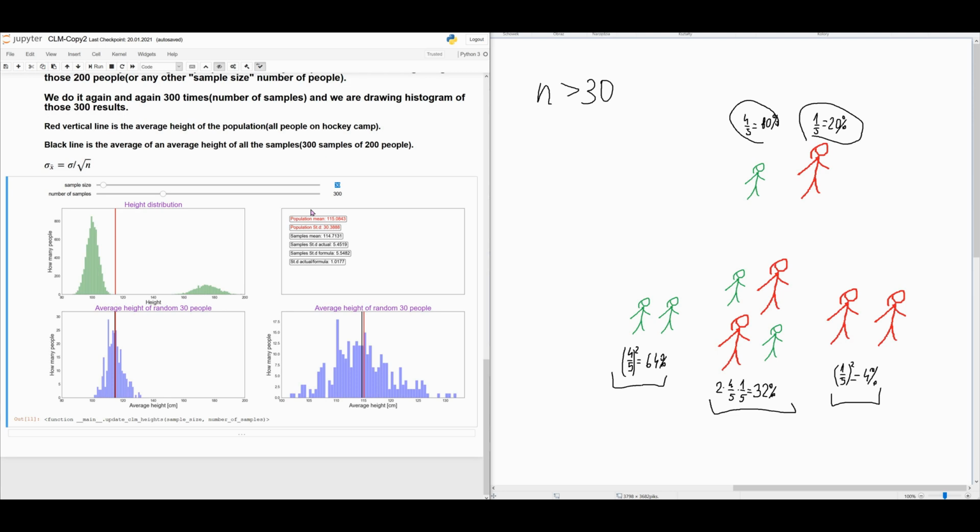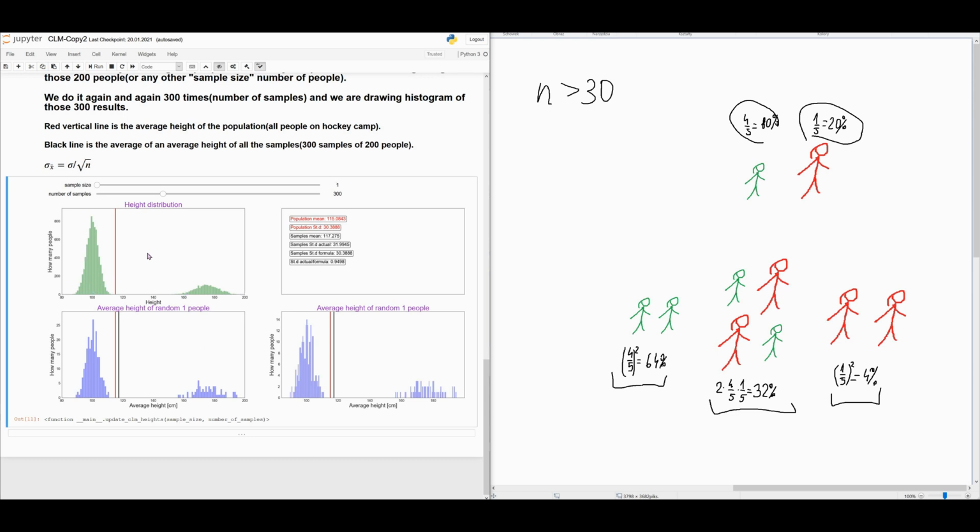Let's take the smallest sample we can get, 1 person. So we have 300 samples of 1 person, and it looks exactly like the distribution up here. And it's not something weird. It's supposed to be like that, because we're literally taking 1 person from all over the place.